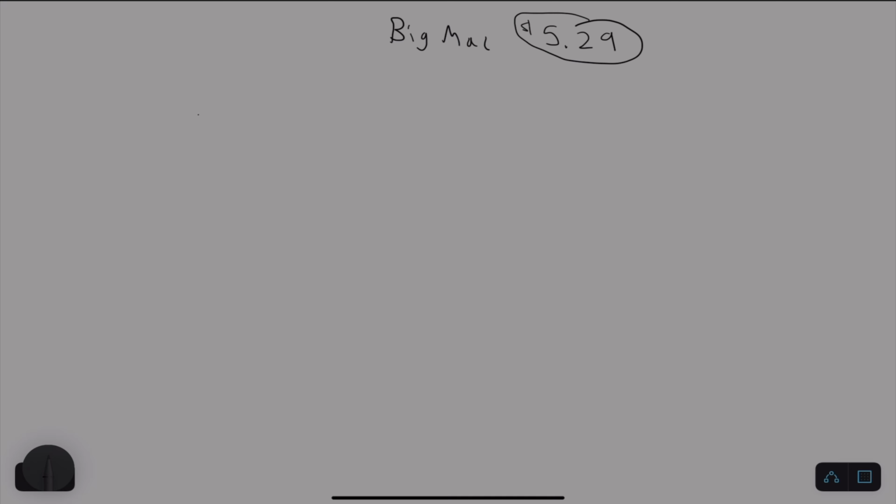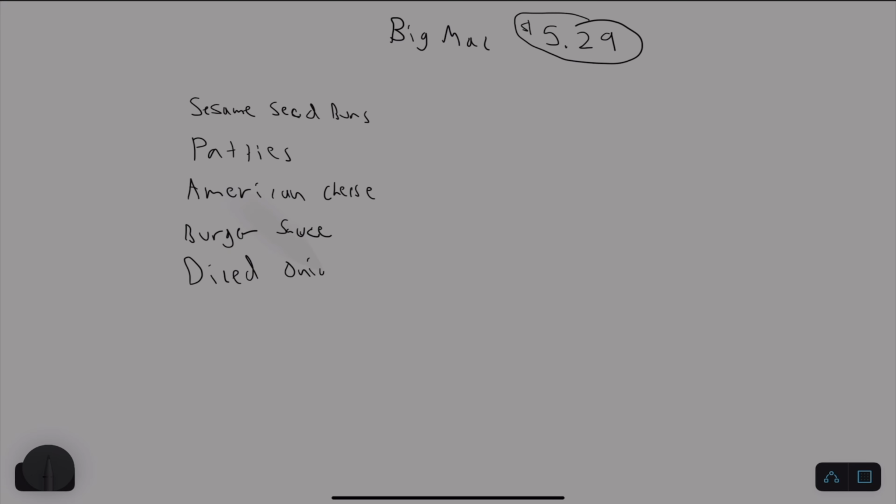So first, we have our sesame seed buns. Then, our beef patties. American cheese. Our burger sauce. Diced onions, shredded lettuce, and finally the pickles.